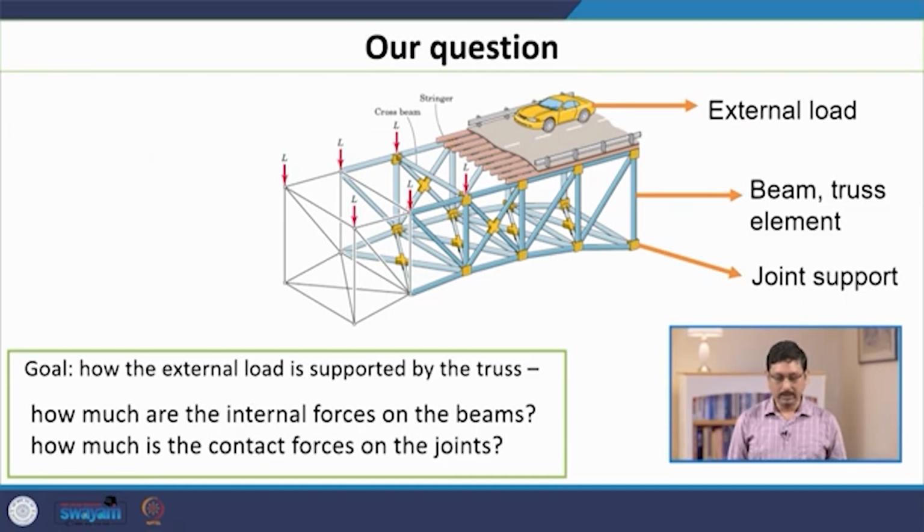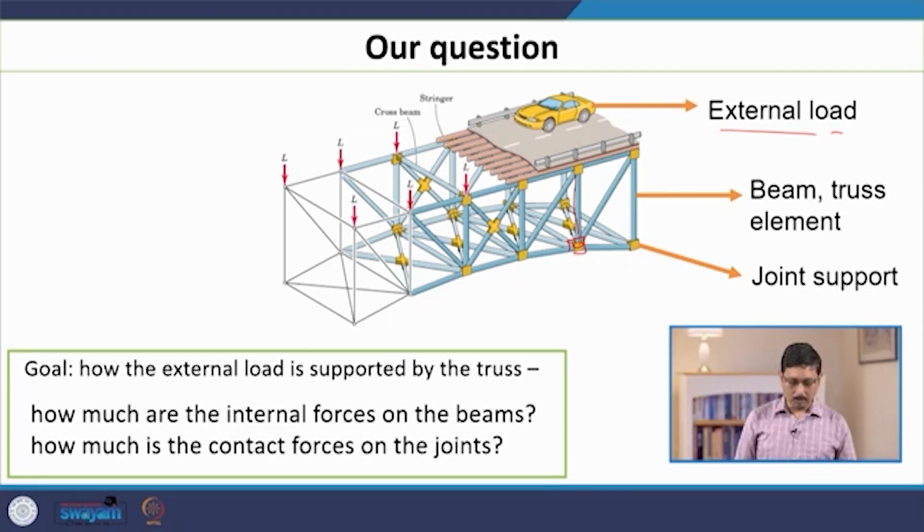What we are interested in is this situation where there is some external load, such as this car on the bridge, and there is a structure such as this framework of beams which makes this bridge, which is supporting this load. An important point of the structure is that it is not a continuous structure. It is made up of sticks, and these sticks are connected at some joints. So, there are some supports from the joint. So, these are the 3 pieces.